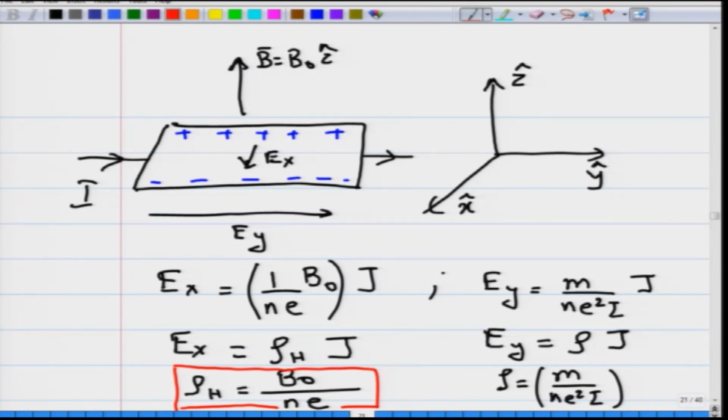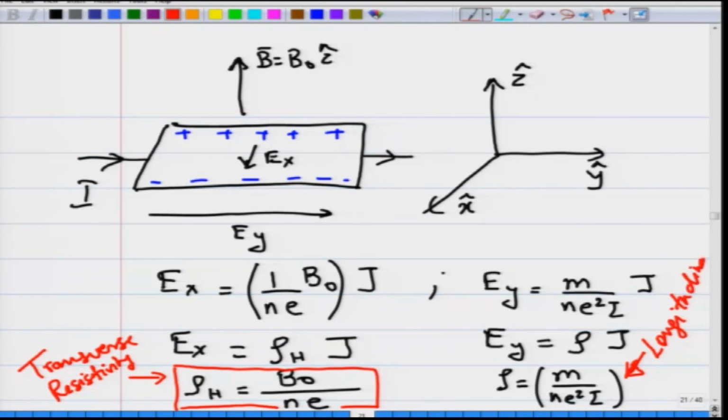The other is the longitudinal conductivity. This is called the longitudinal conductivity, this is called the transverse conductivity. The longitudinal conductivity is the Drude's conductivity which is along the direction of flow of current, and the transverse conductivity which is perpendicular to the flow of current is the Hall conductivity. The transverse resistivity, and this is the longitudinal resistivity.